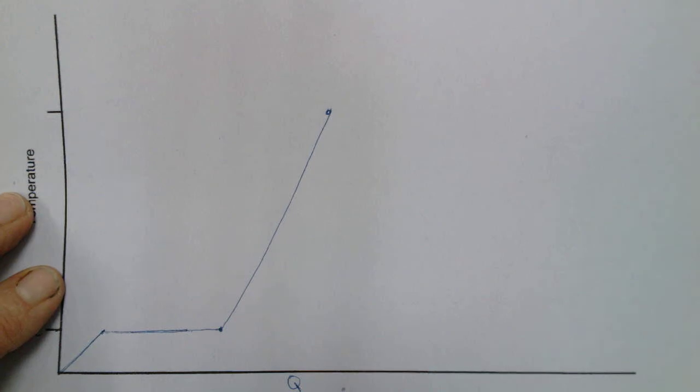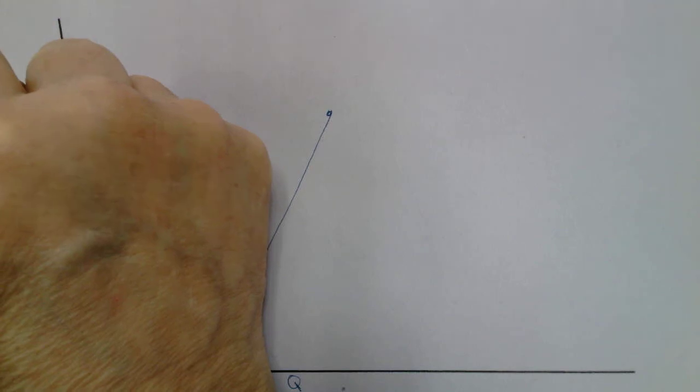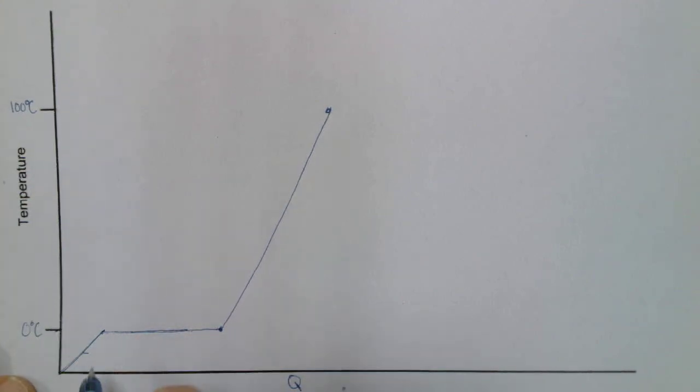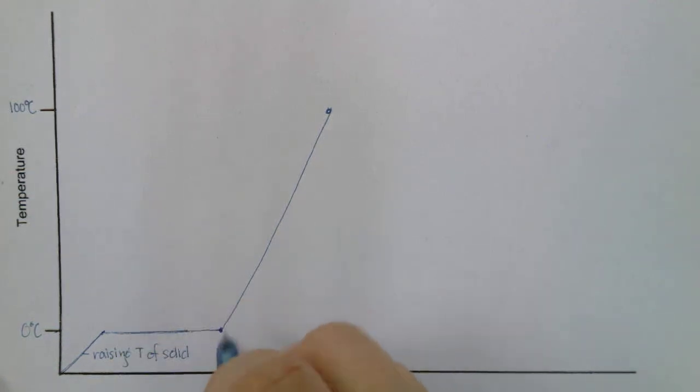And at this point, now I've hit 100 degrees. And at 100 degrees, and this is Celsius, I'm ready for another phase change. So I've gone from all solid down here, and all I'm doing is raising the temperature of a solid. And by the way, by raising the temperature of a material, that's called sensible heat.